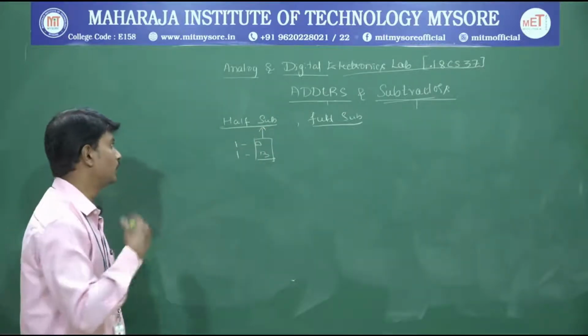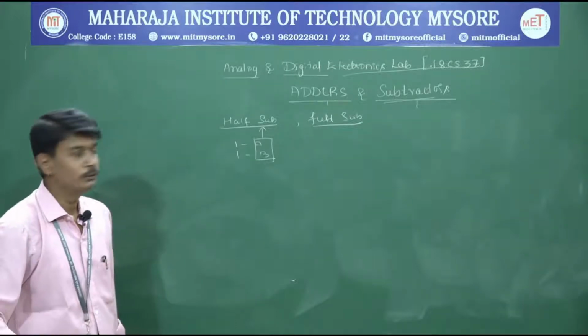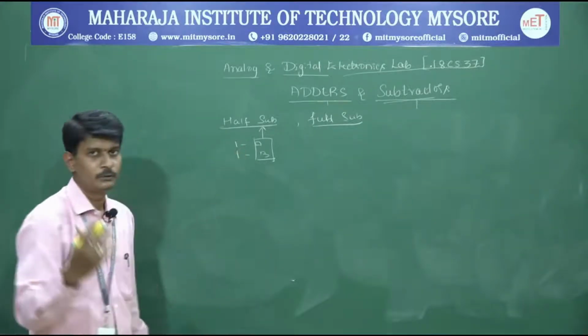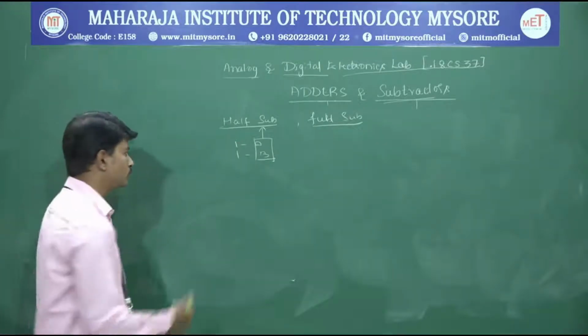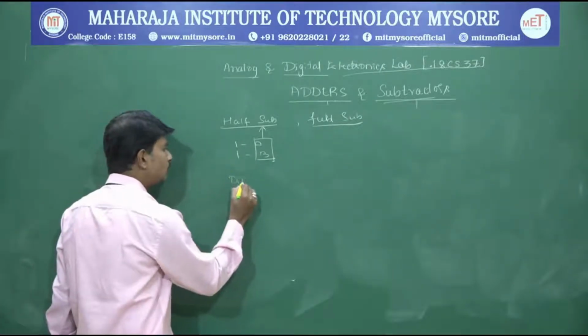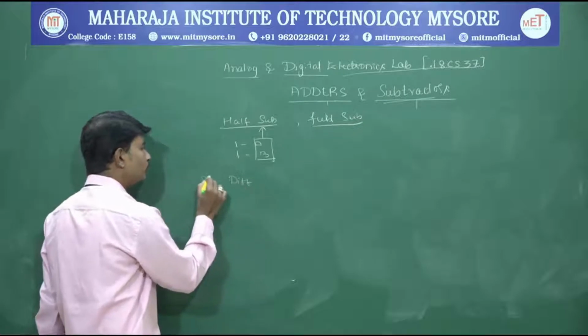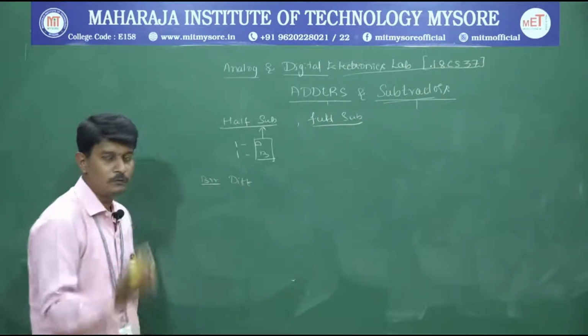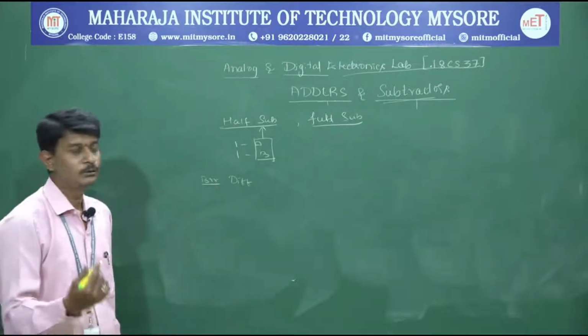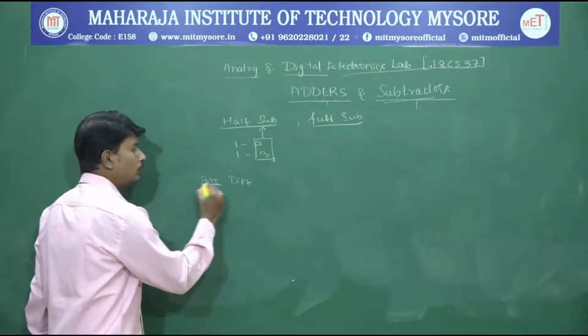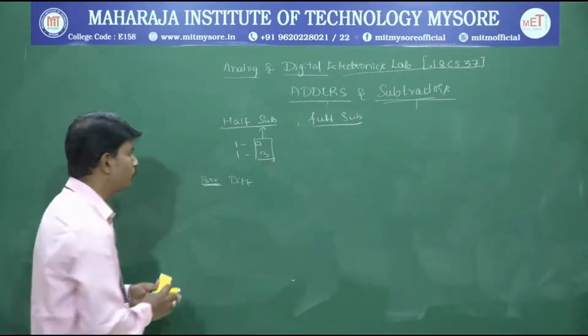So half subtractor circuit is nothing but a combinational circuit which is going to accept two input variables and produce two outputs. Let's say a difference and borrow. So we know that whenever we want to do a subtraction, we always end up with a difference, and if the second number is larger, I have to take a borrow from the next number. So this is how it ends up.